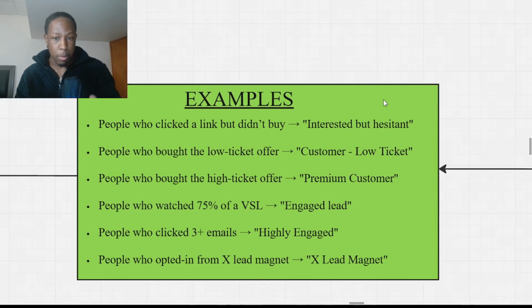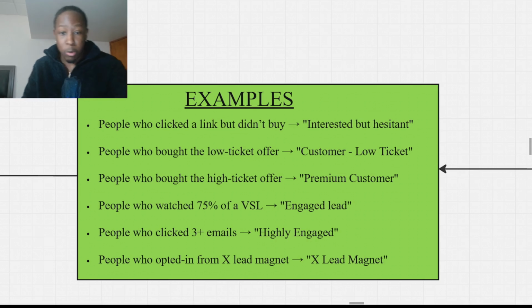So for example, people who clicked a link but didn't buy, you can tag them as interested but hesitant. People who bought the low ticket offer, you can tag them as customer low ticket. And people who bought the high ticket offer, premium customer. And by the way guys, you can name them the way you want, no problem.